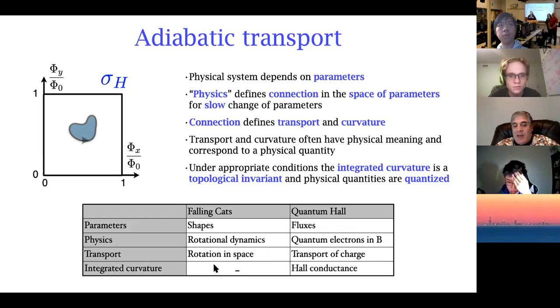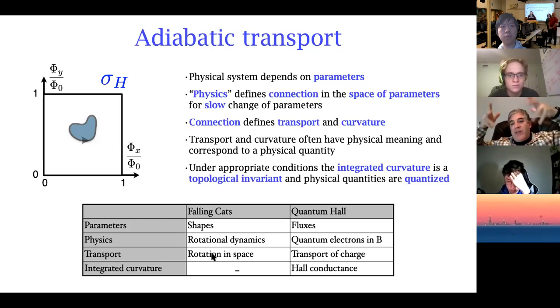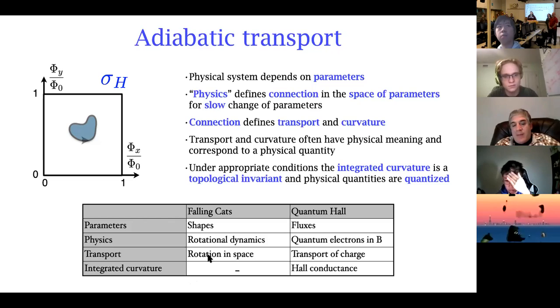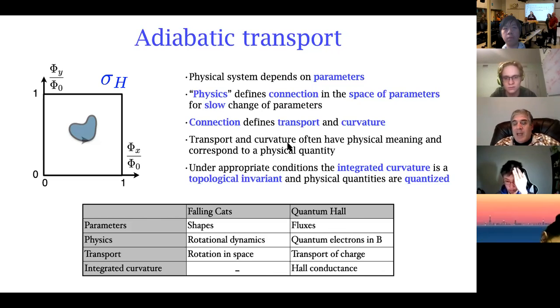And the transport, in the case of cats, the cat was changing its shape, and transport was the rotation of the cat in the ambient space, in the surrounding space. And in the quantum Hall effect, the transport is actual transport of electric charge along the torus. And integrated curvature in quantum Hall effect is related to some integer Chern number, and this is called conductance, and this is the reason for exact quantization of Hall conductance in the Hall effect. It's more subtle than that, definitely. I skipped a lot of interesting points, but this is roughly Laughlin's argument. Integrated curvature in falling cats is also an interesting story, but that's for some other time.